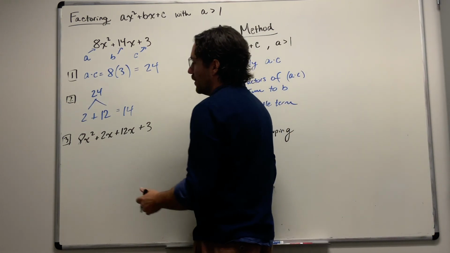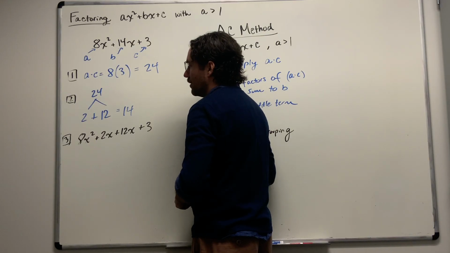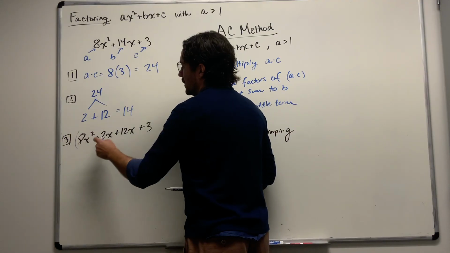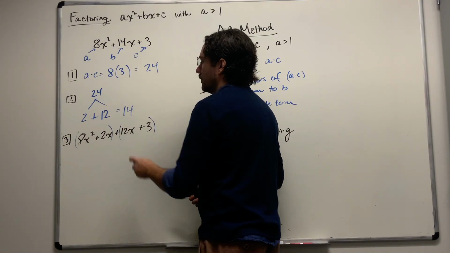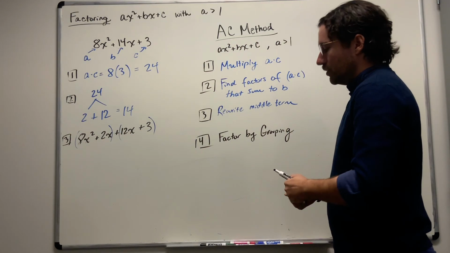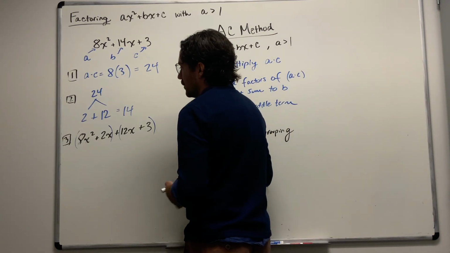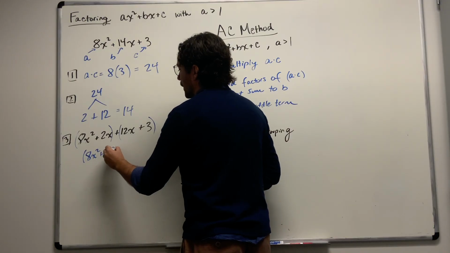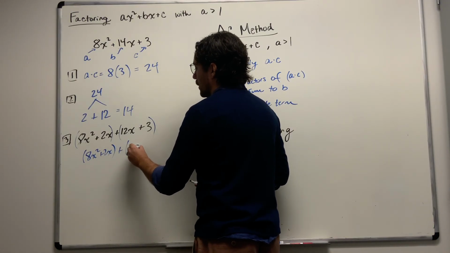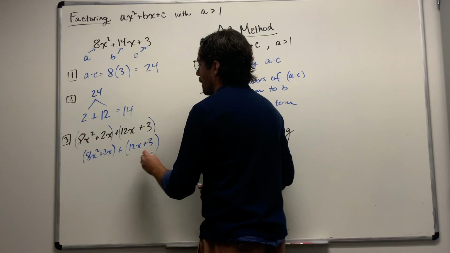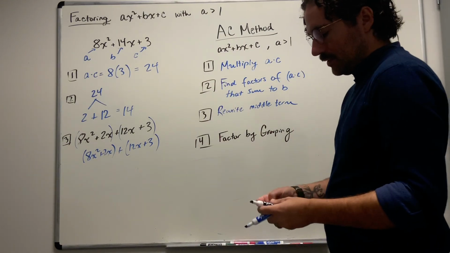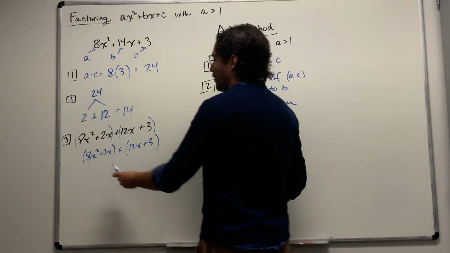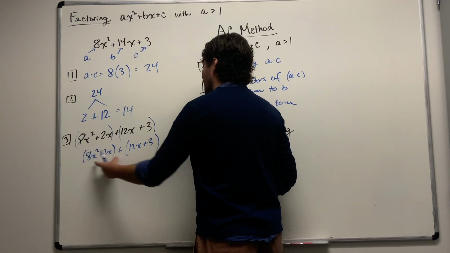So let's review that process. Factoring by grouping, I'll first put these into 2 sets of parentheses. So 2 sets of parentheses, and now, let me write this as 8x squared plus 2x plus 12x plus 3. Sorry, got a little scattered with the color scheme here. But first step is to set it in 2 sets of parentheses.